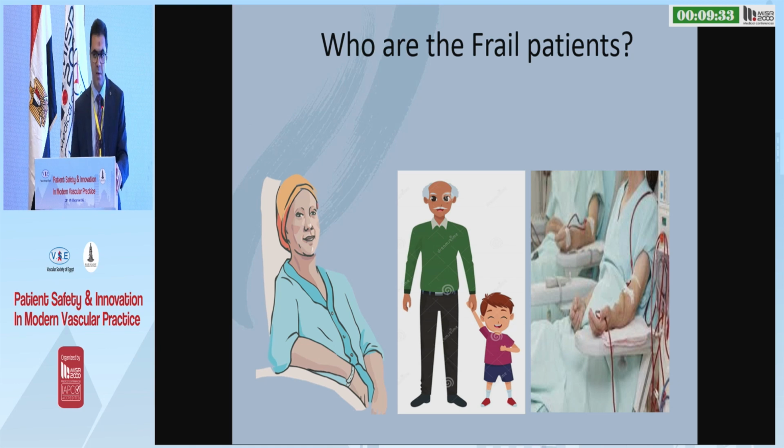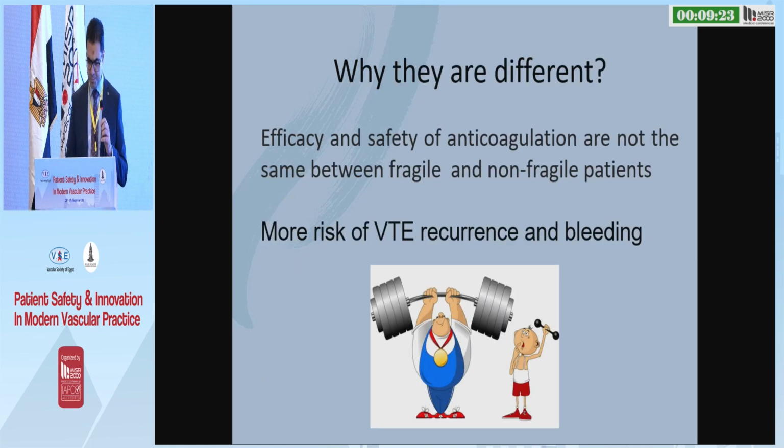Any patient with cancer is considered to be fragile. Also, patients with renal impairment and patients with extremes of age are considered to be fragile. Why are these fragile patients different? They are different because the efficacy and the safety of anticoagulation are not the same between the fragile and the non-fragile patients. There is more risk of VTE recurrence and more risk of bleeding.